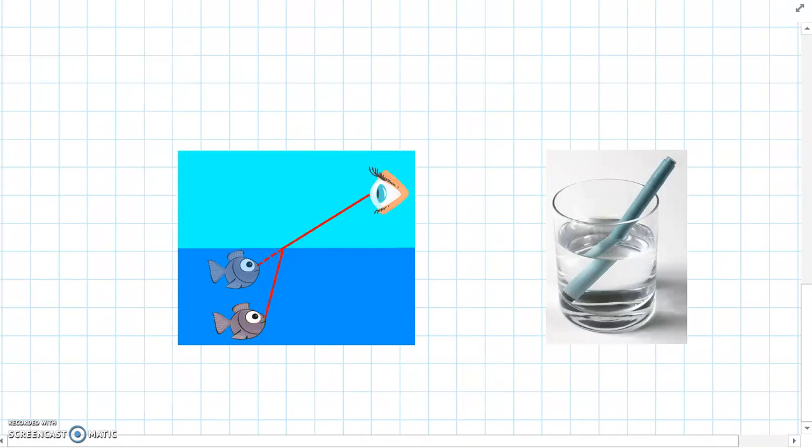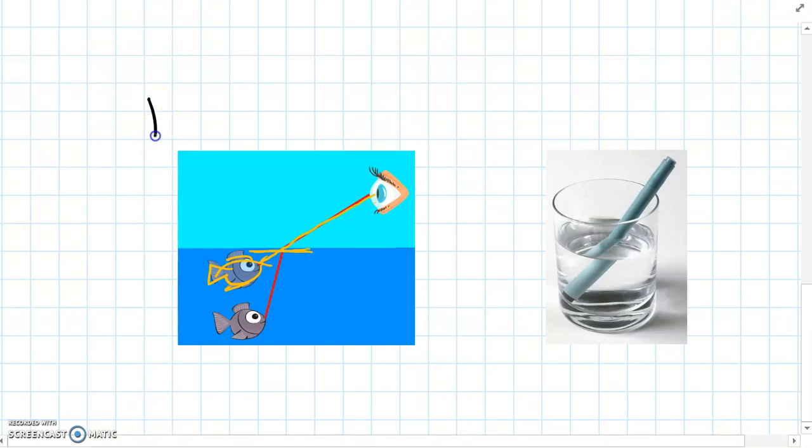So if we look at the fish down here, the light hitting the fish comes up through the water until it hits the boundary between the air and the water. But then it bends, or it refracts. And in this case, it refracts to the right and then into our eye. But our eye only thinks objects are straight ahead. So our eye looks and continues that line straight ahead, and we see the fish here, which is much more shallow than it really is.